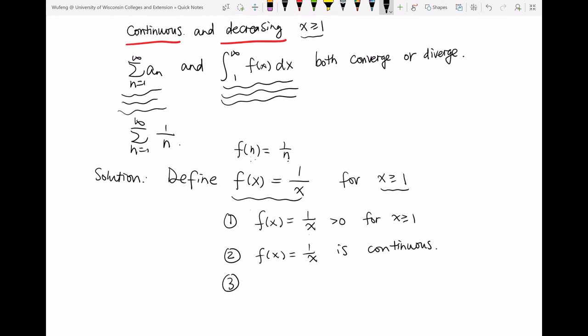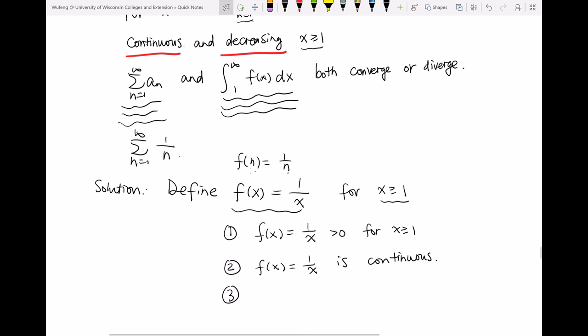And thirdly, we have the function is decreasing. Now I have a question here. How do I determine if a function is decreasing or increasing? I'm going to ask a student here. So I give you a function. How can you tell me if it's decreasing or increasing? All right, Eric, could you please tell me how I can determine a function is decreasing or increasing?